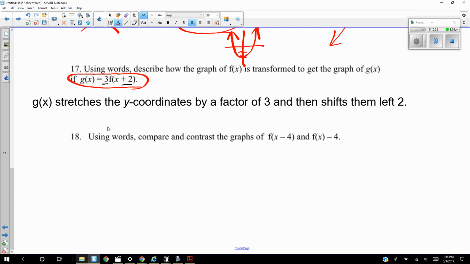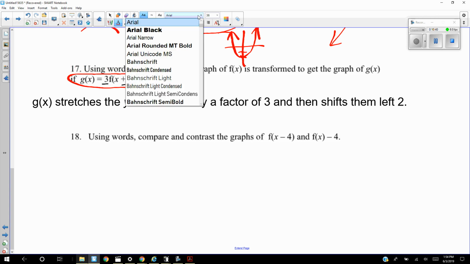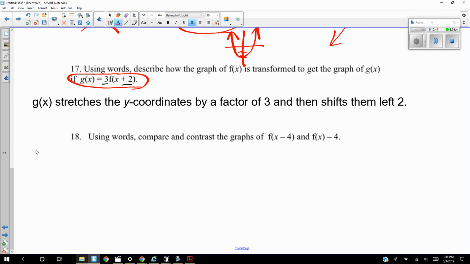And then number 18, use words to compare and contrast. So you want to explain what they have in common and what they don't have in common. Most people can tell those are different types of shifts, and that's what they don't have in common. But what they have in common is they're the same basic shape. They're both functions of f, so it's the same basic shape, these two graphs.